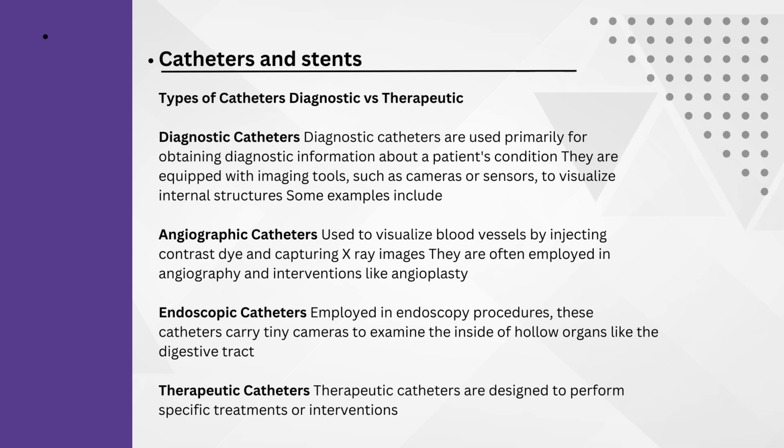Diagnostic catheters are used primarily for obtaining diagnostic information about a patient's condition. They are equipped with imaging tools such as cameras or sensors to visualize internal structures. Some examples include angiographic catheters used to visualize blood vessels by injecting contrast dye and capturing X-ray images. They are often employed in angiography and interventions like angioplasty.